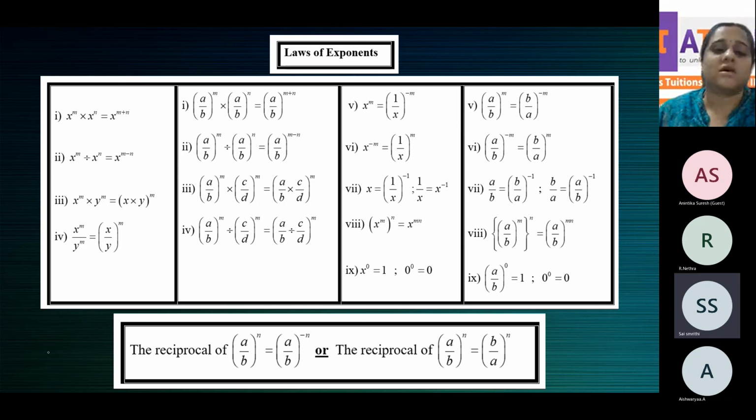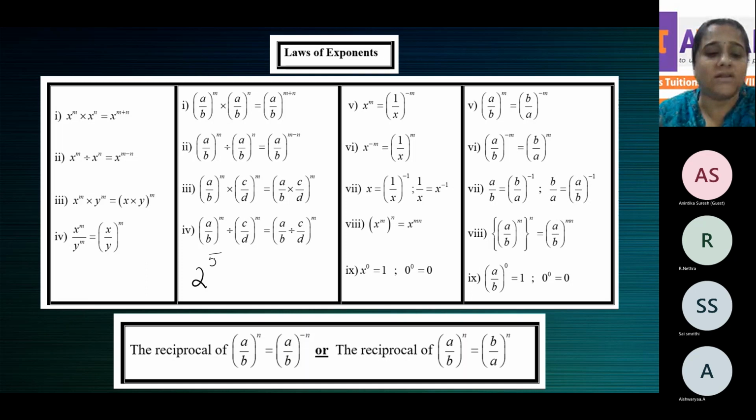Yes, ma'am. The power says, what does the power say? The power says how many times the base has to be multiplied with itself. So 2 to the power 5 means the base 2 has to be multiplied with itself 5 times.